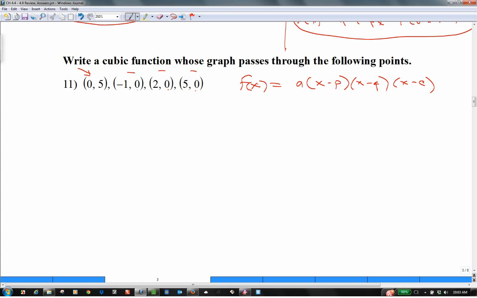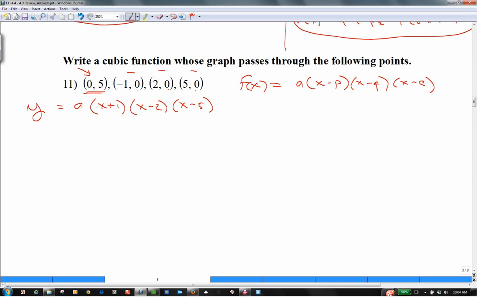So I'm going to write the function by taking my zeros. I'm going to have a, and it will be x minus the zero. So x minus negative 1, that's x plus 1. Here I have x minus 2. And here I would have x minus 5. Now, I don't know a, and I'm going to take the f of x and change it now to y, because we know that it's a function. And now I'm going to substitute in the values for x and y in the point that it passes through, because that still must be true for this equation.